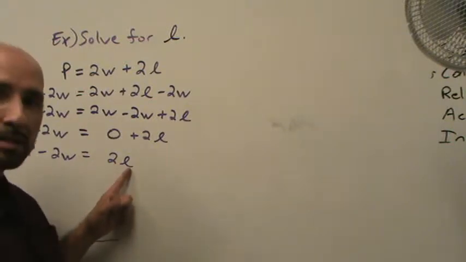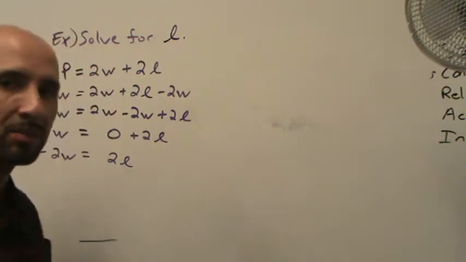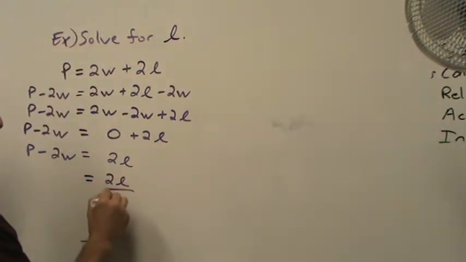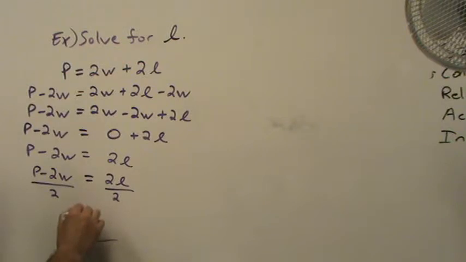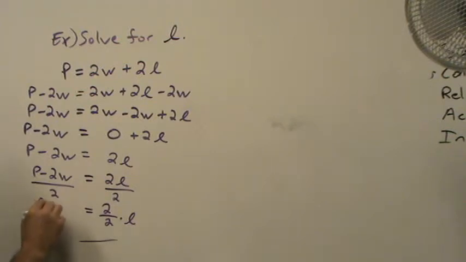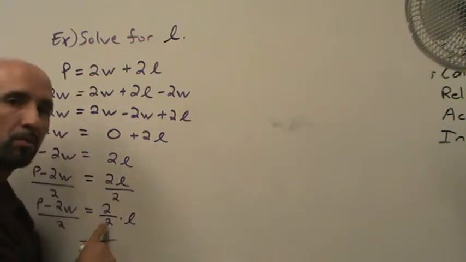Trying to get L all by itself, right now it's being multiplied by 2. So the next step is simply to divide both sides by 2. So here's what that looks like. So divide both sides by 2, the entire left side by 2. So let's note this can be written as 2 divided by 2 times L. And so that's really just 1 times L.